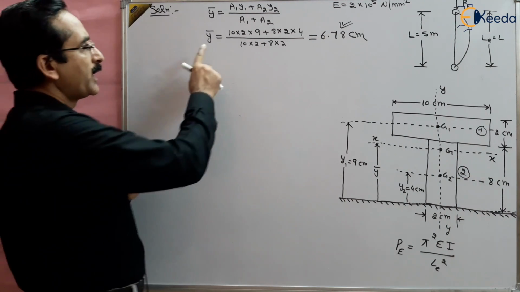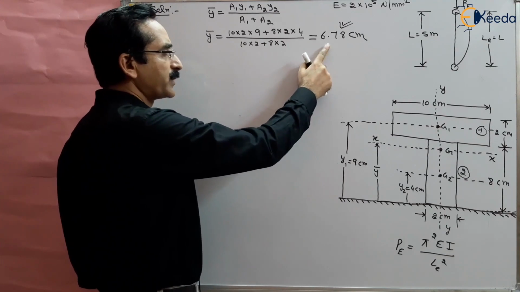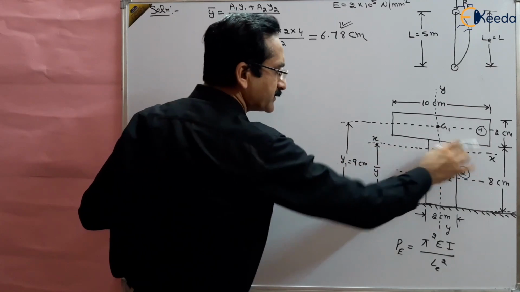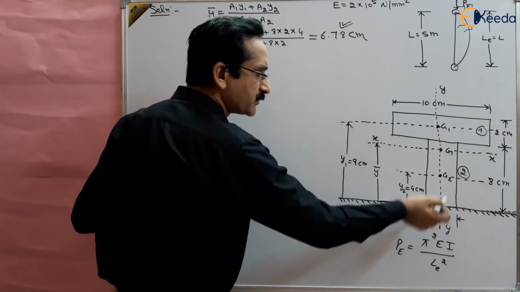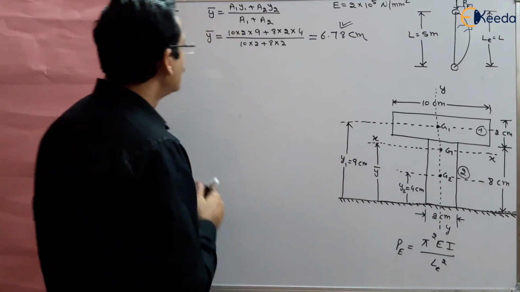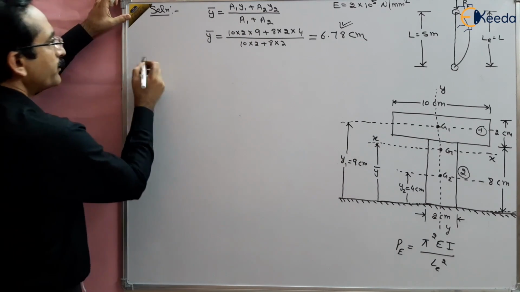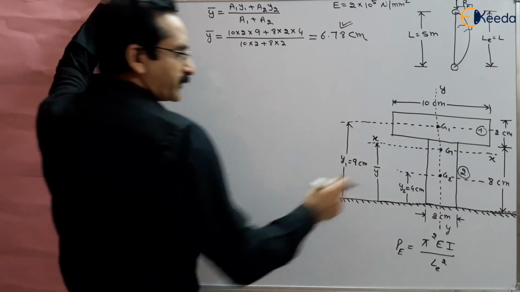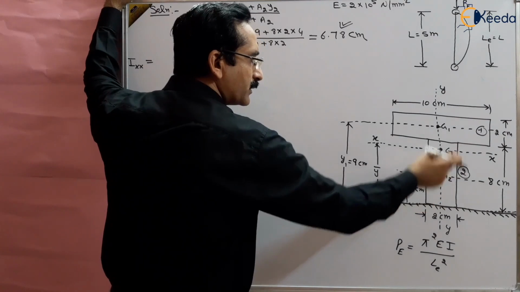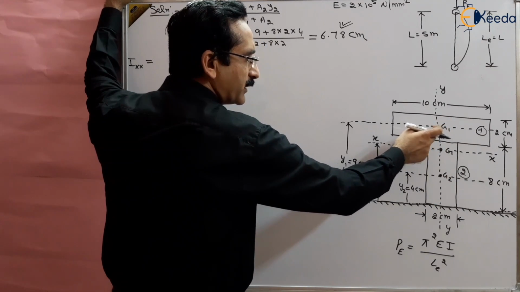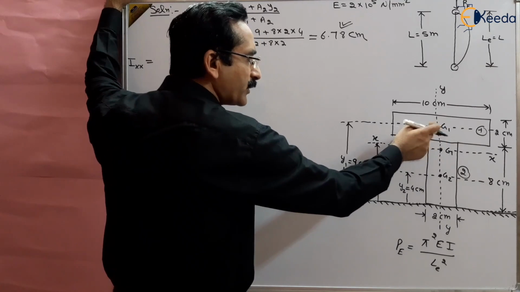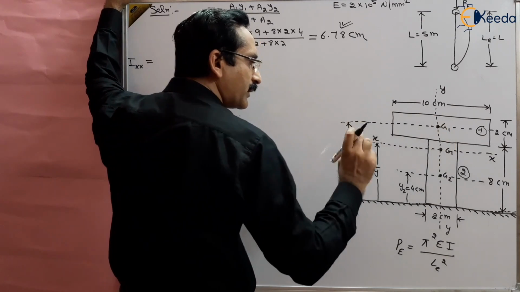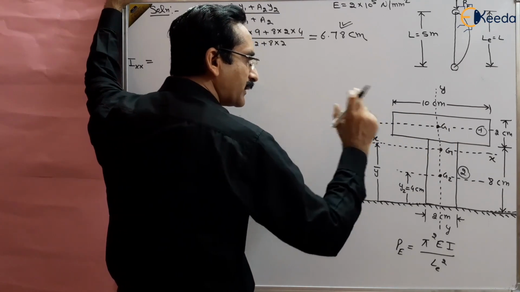So after knowing y bar, the distance of the centroid from the reference line, now we can find Ixx, the moment of inertia about xx, because the distance of the centroid from the reference line is known to us. So what is Ixx? Suppose we take the first body: the moment of inertia of body 1 about its centroid, plus area multiplied by distance square between the parallel lines, the parallel axis theorem.